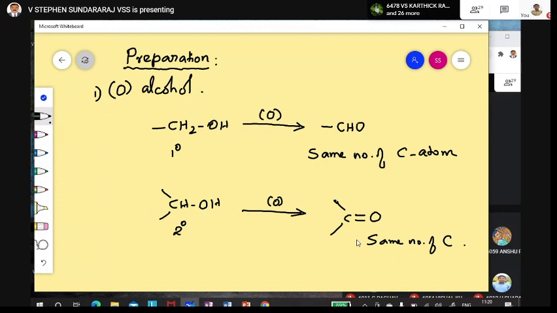Then the same reaction will come in the preparation of carboxylic acid also. Now I don't want to confuse you here. One more step, if you oxidize, it will give carboxylic acid, this also will give carboxylic acid. That time the number of carbon atoms will differ. This will give COOH with the same number of carbon atoms. This will give COOH with fewer carbon atoms, because I will cover that in the properties. Don't worry.